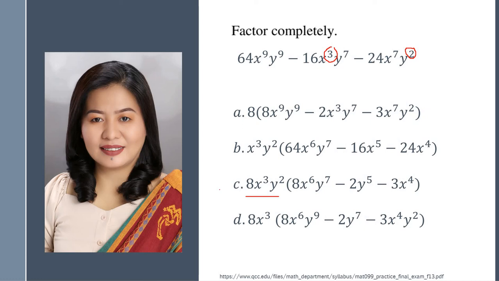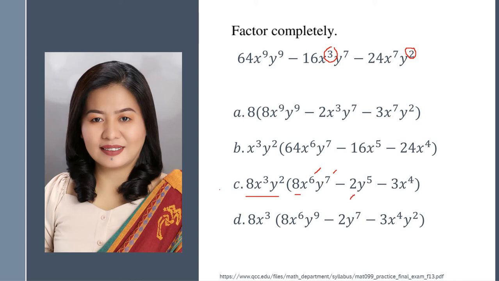but we'll have to check if the other factors would give us the same answer. So 64 divided by 8 is 8. This is right. X to the ninth divided by x cubed. So we'll just have to subtract the exponent. 9 minus 3 is 6. That's right. 9 minus 2 is 7. That's correct. Minus 16 divided by 8 is 2. This is correct.